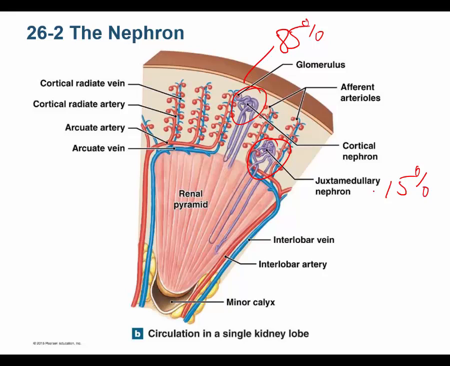However, I would contend that the juxtamedullary nephrons, even though there are numerically fewer of them, are even more important in concentrating your urine. And that's because they have a long loop of Henle that dips deep into the renal pyramid. And we'll talk about why on that particular physiology right there. So cortical nephrons and juxtamedullary nephrons.